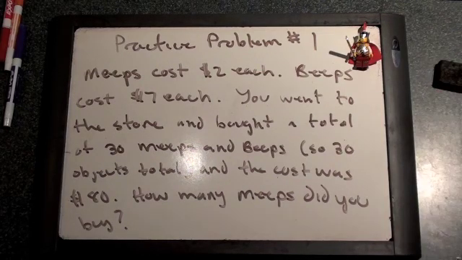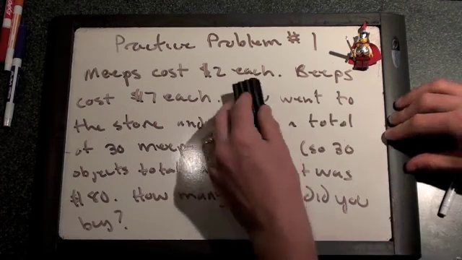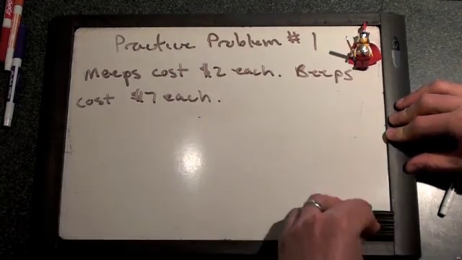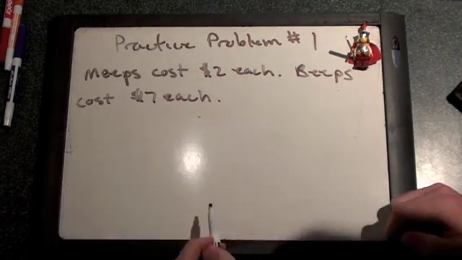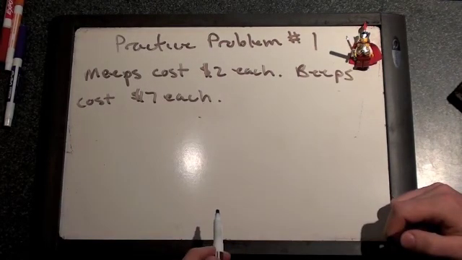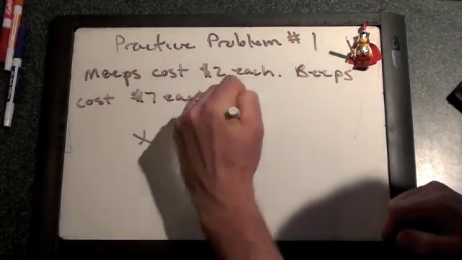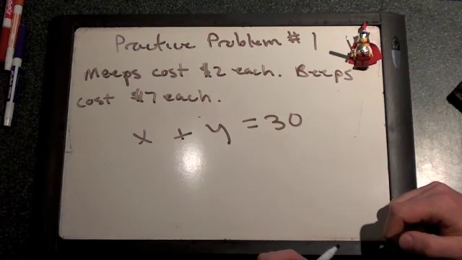Alright, so we don't know how many meeps we bought. What should we call that? Call the meeps X. And the beeps Y. So what do we know about X plus Y then? How many things did we buy? 30. So we know that X, which is the meeps, plus Y equals 30. And how much did it all cost? $80.